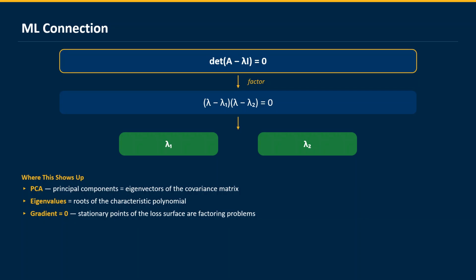The math underneath is solving the determinant of A minus lambda I equals 0 for lambda. For small matrices, that determinant is a hand-factorable polynomial. The factoring patterns you learned today are the route from a covariance matrix to a principal component analysis result. More broadly, every time you set a gradient to 0 in machine learning to find a stationary point, you are solving a polynomial-like equation, and factoring is the cleanest way to do it.